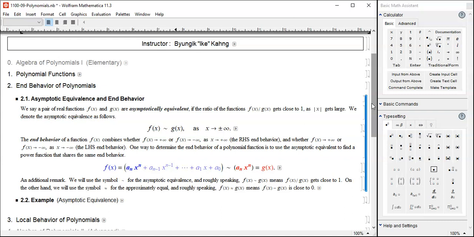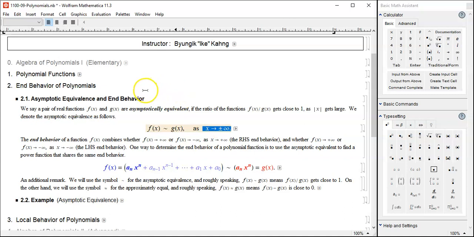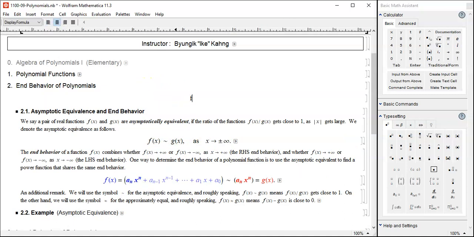Patience, please. We say a pair of real functions f of x and g of x are asymptotically equivalent if the ratio between these functions, f of x over g of x, gets close to 1 as the absolute value of x gets large, which means as x gets humongously positive or humongously negative. Let's take a bit of a time out here and have just a little bit of digression.